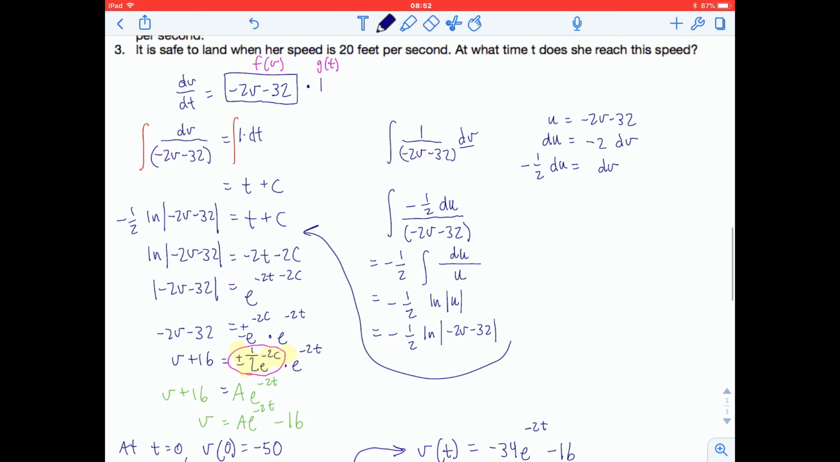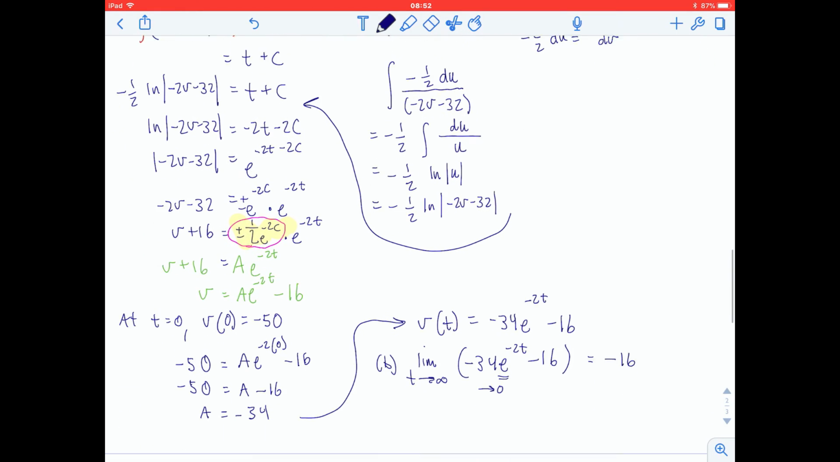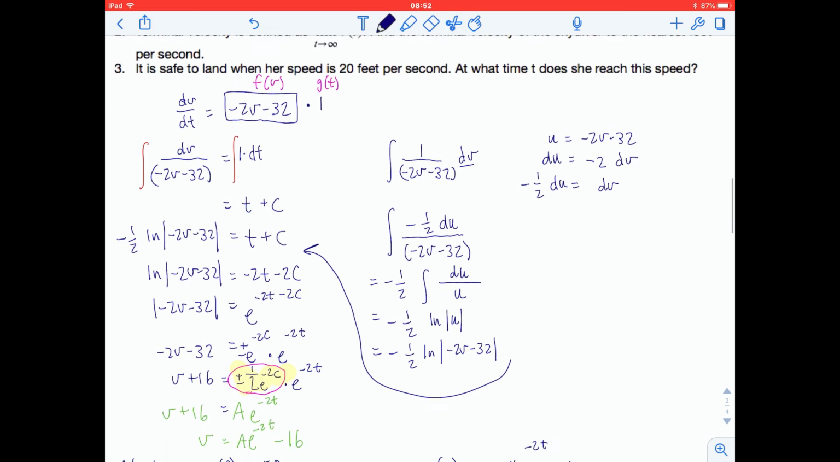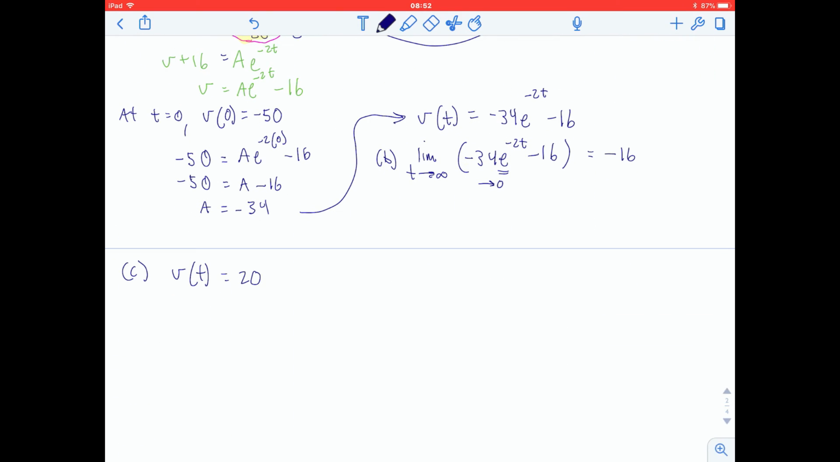The last thing is that it is safe to land when her speed is 20 feet per second. At what time t does she reach this speed? This requires that we just solve an equation. So we take this v of t. V of t, we are told, is equal to 20 feet per second. And that's the speed. So this is really the absolute value of v of t is equal to 20. Because this function, if we think about it, always has a negative value, that means really that v of t equals -20. And so we set that equal to our expression for the velocity function.